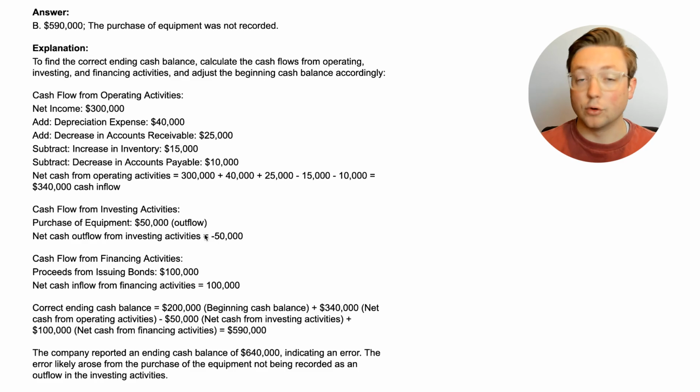So we found the error, most likely. You know, sometimes it's not so clear cut, but for this question and for these purposes, that's what we're assuming. So the error was that they didn't record the purchase of equipment, and the correct ending cash balance should be $590,000. All right, let's go to the next question.